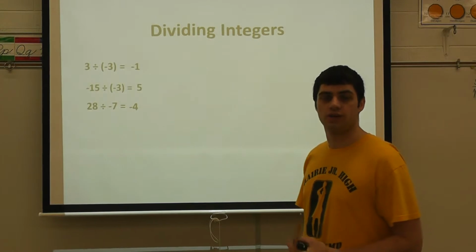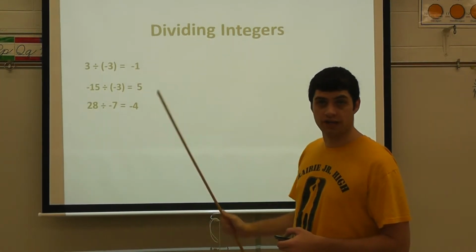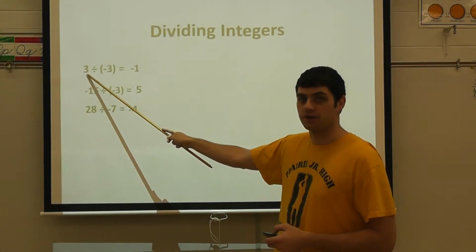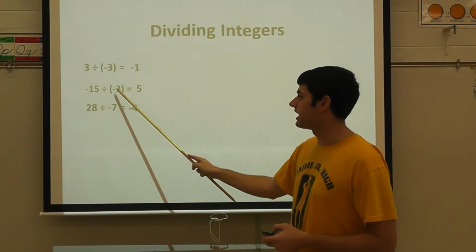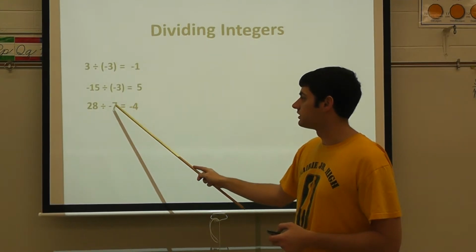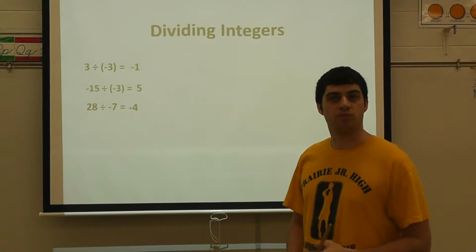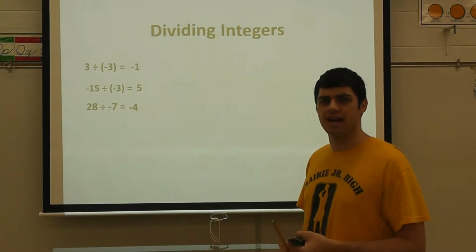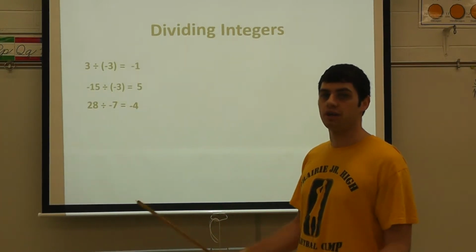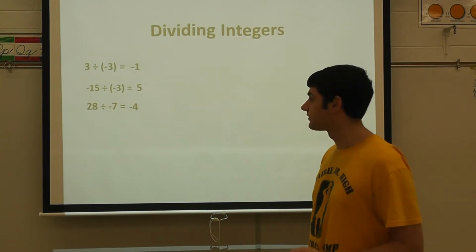Now, a good way to check yourself is to kind of work these problems backwards. If I turn this into a multiplication problem, negative 1 times a negative 3 would be a positive 3. Positive 5 times a negative 3 would be negative 15. And a negative 4 times a negative 7 would be a positive 28. So when I'm working these problems and I'm asking myself, did I get the right sign? I can always reverse the problem and turn it into a multiplication problem to double check my work. And that can be really helpful when solving these types of problems.